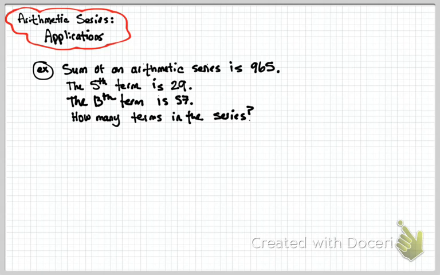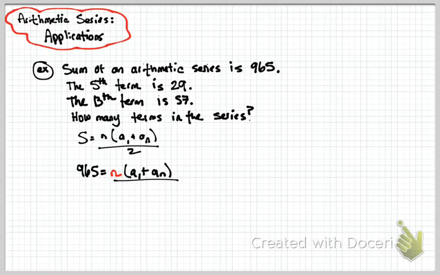Okay, so we know that sum is equal to n times A1 plus AN over 2. Good, starting off strong. 965. Do I know n? N is what I'm solving for, right? How many terms? That's going to be my n. Do I know my first term? Do I know my last? No. We don't really know much of anything, do we? Okay. But we do know what two terms are, right?